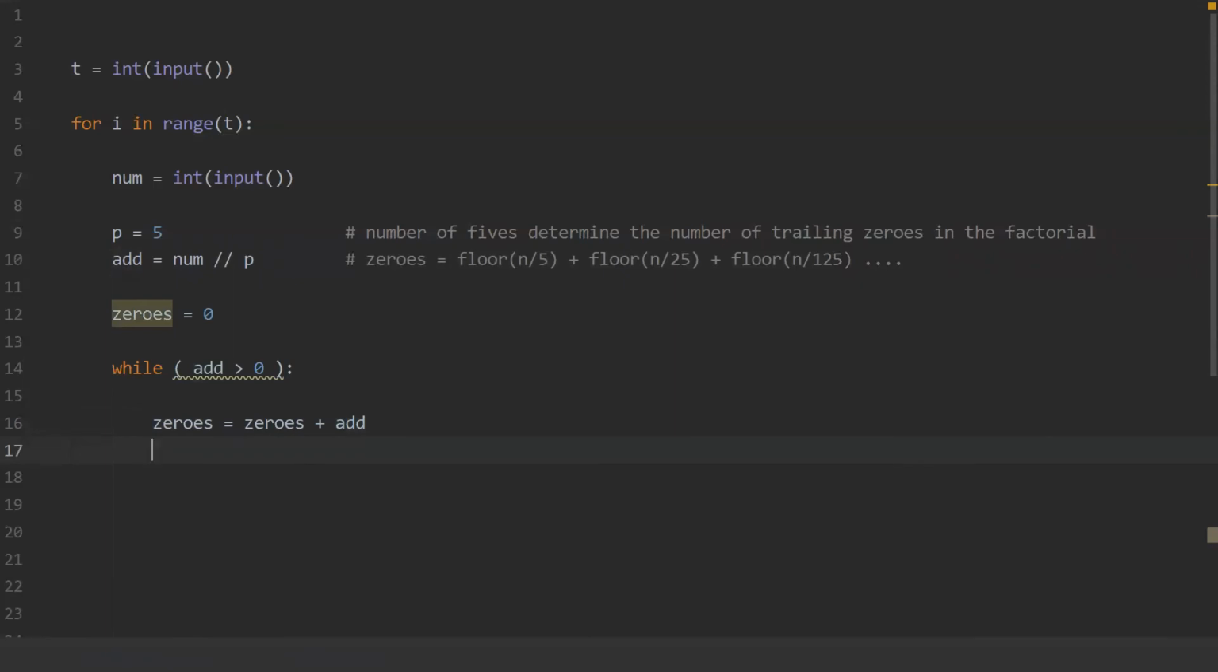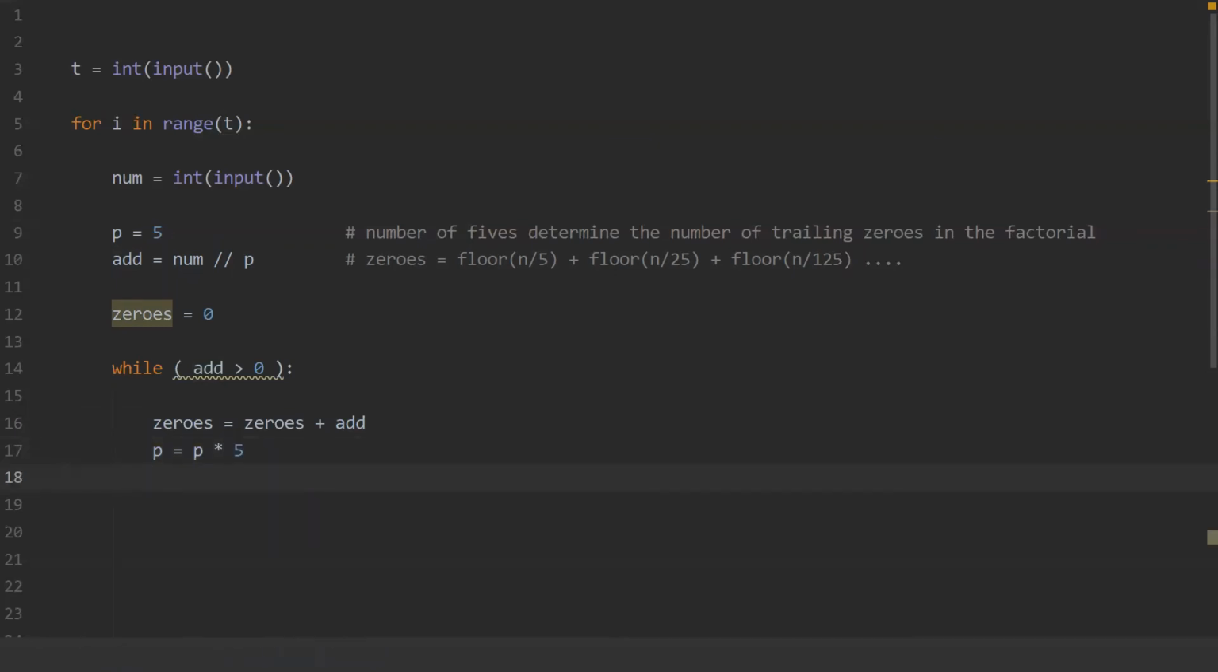Basically, if add is the number of fives in the number, then the number of fives equals the number of zeros in the answer. Zeros equal to zeros plus add. After that, p equal to p into 5.